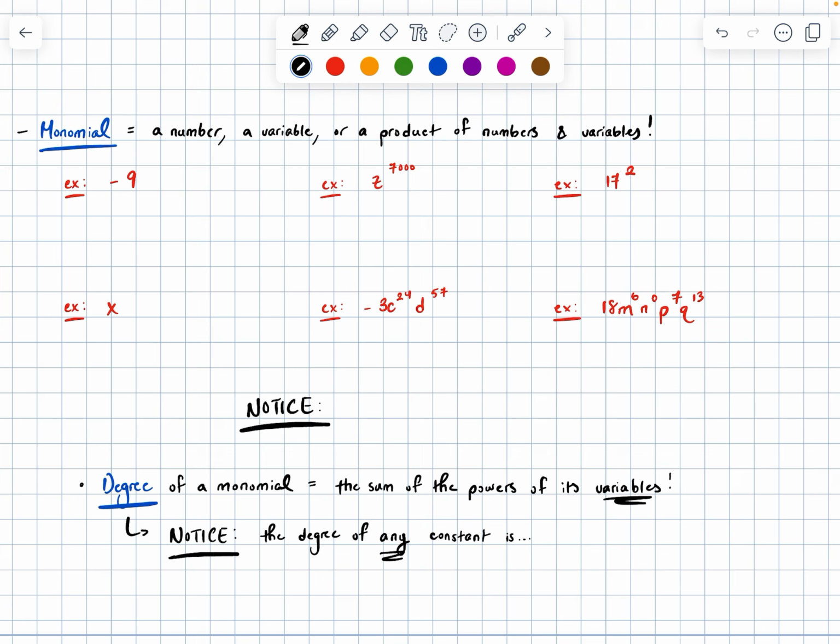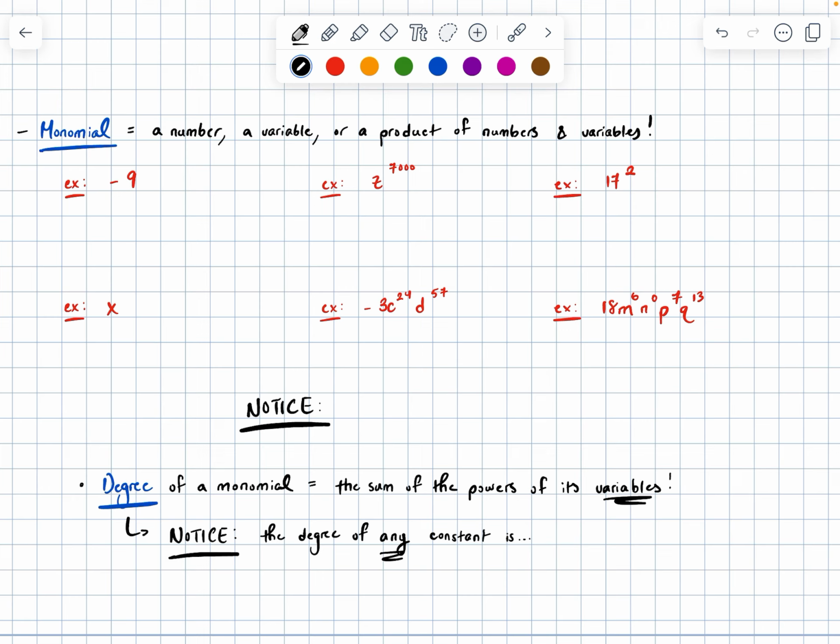5, 4, 3, 2, 1, and stop. Well, hopefully you know the word mono usually indicates one. In this case, we've got one term. If it's a monomial, it could just be a number, like -9. It could just be a variable, like x or z to the power of 7,000. Or it could be a combination of numbers and variables connected by multiplication. In other words, we call them a product.